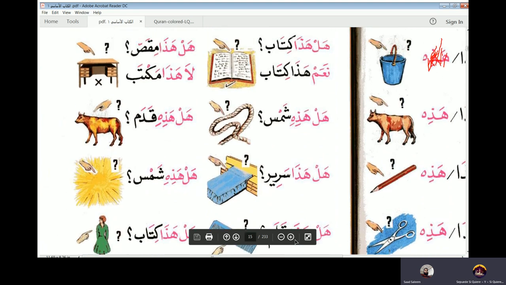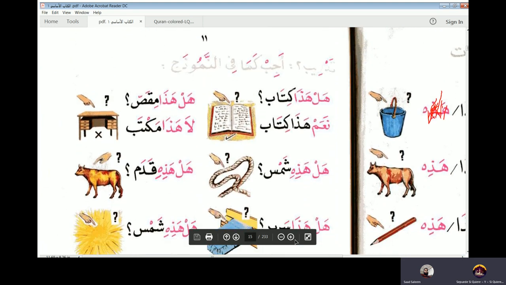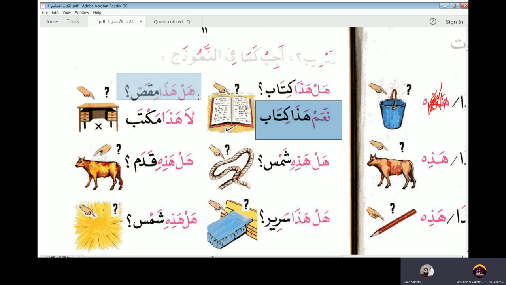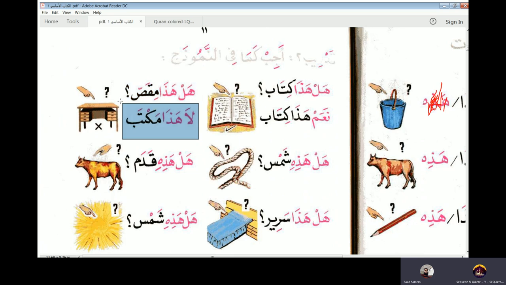Then we have a new question. هل هذا كتابون؟ Is this a book? نعم. هذا كتابون. Yes, this is a book. هل هذا مقاسون؟ No, la. لا. هذا مكتبون. Good.